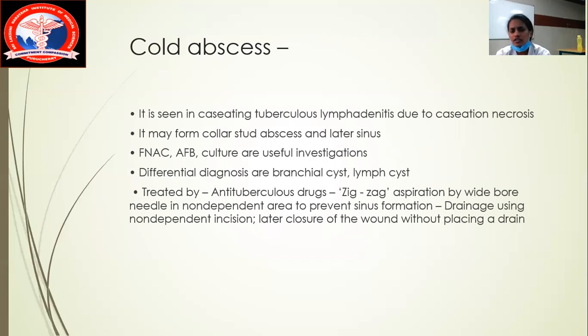Okay, what's the differential diagnosis for this cold abscess? Already I have told you, it can be a lymphocyst because of any secondaries in the body. It could be a secondary in the neck because of the metastatic effect, or it can be a congenital one because of a branchial cyst.